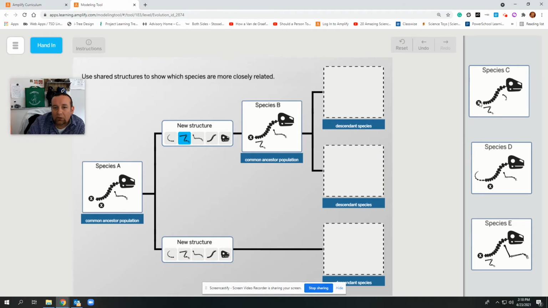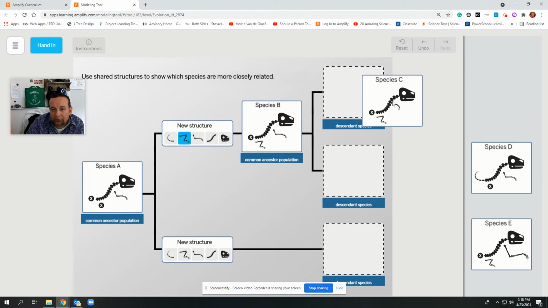And so we've got no tail, no tail. We're starting to get a hind leg. So we're going to choose this one with no tail. And this one has a hind leg, but notice its front one has gotten a little smaller. So now we're going to do the same thing for this new structure.